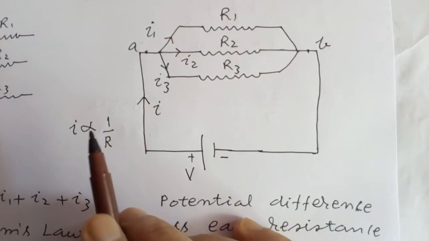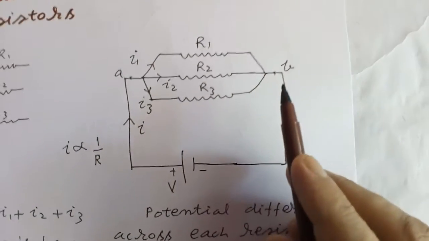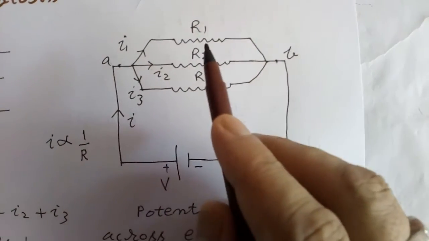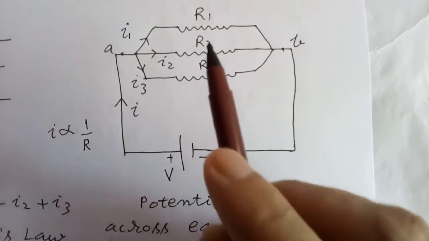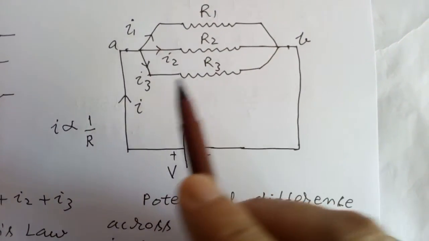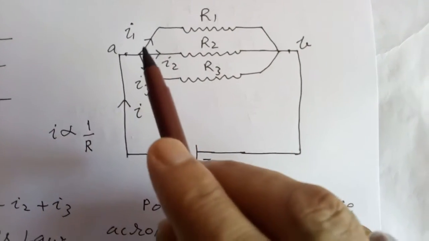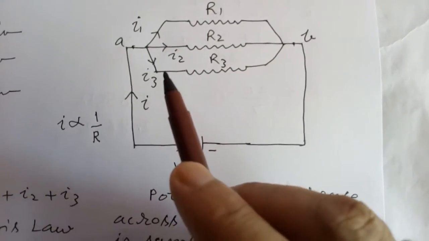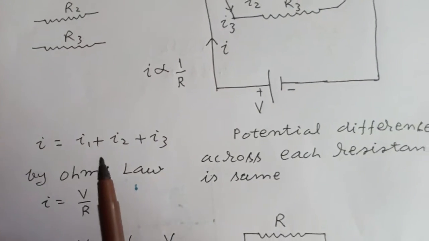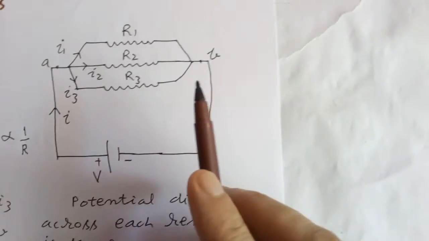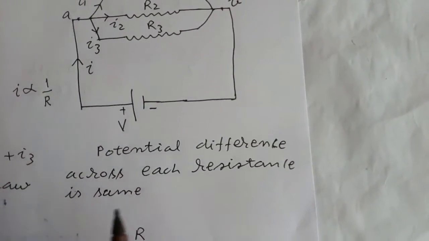Now here I is proportional to 1 by R because V is same and we know that I is equal to V upon R. So current in that resistance will be more whose resistance is less. जिस resistance की वैल्यू कम होगी, उसमें करंट ज़्यादा फ्लो करेगी. So at point A, this current I divides in three parts I1, I2 and I3. Now it is clear that sum of these currents I is equal to I1 plus I2 plus I3. So in parallel, current distributes but potential difference across each resistance is same.